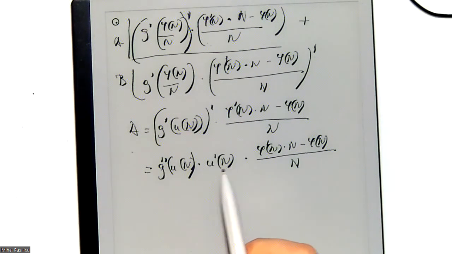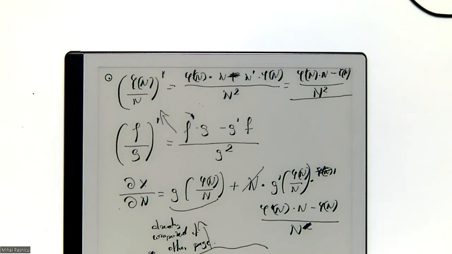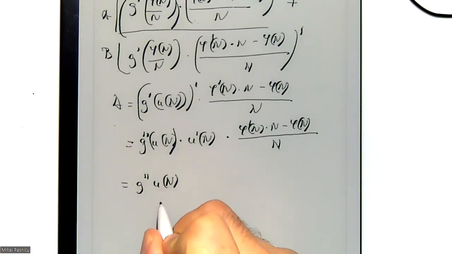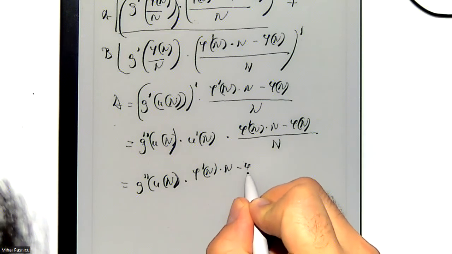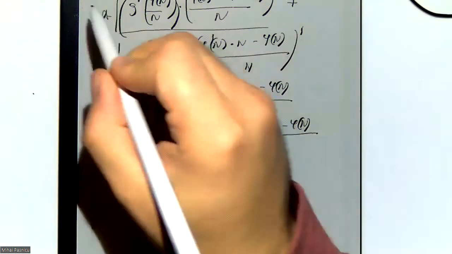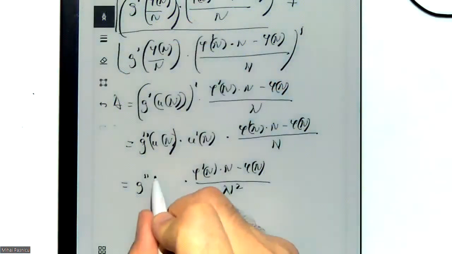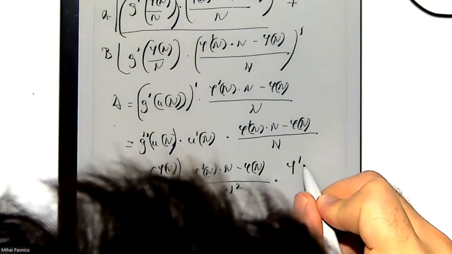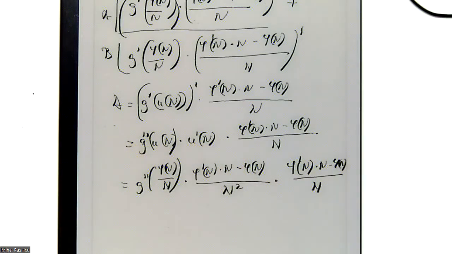Okay, now this U prime, I already computed 20 times already. It's right here. So I'm just gonna copy it. And I'm going to get G double prime of U of N times P prime of N times N minus P of N over N squared. For completeness reasons, I can drop the U of N. I can just write the actual fraction. Okay. Everyone agree with this? Okay, now I'm done with this.